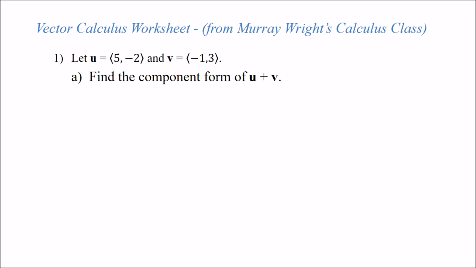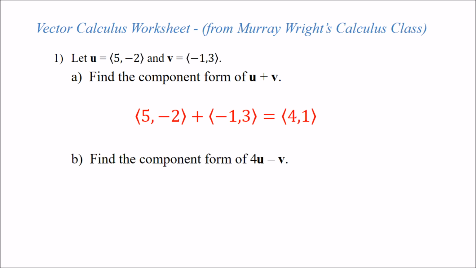Say we wanted to find the component form of u plus v. Well, we just add the horizontal component pieces together and the vertical pieces together. So 5 plus negative 1 gives me 4, and negative 2 plus 3 gives me positive 1. So the resulting combination of vectors u and v by addition would be a vector that would be 4 units to the right and 1 unit upward.